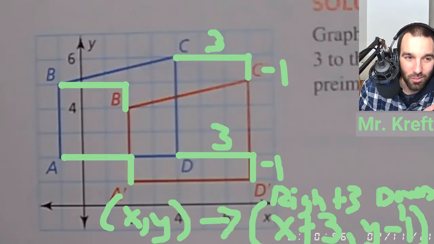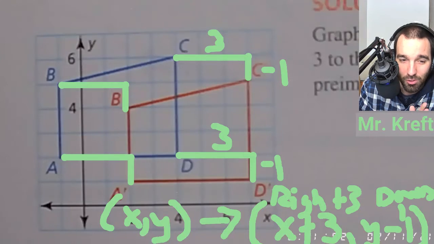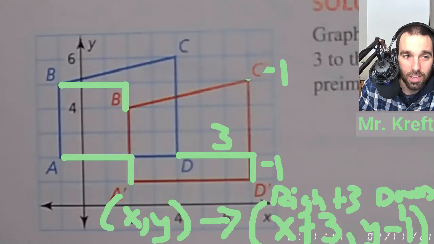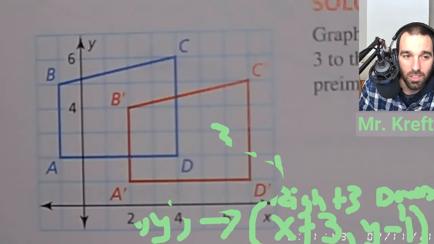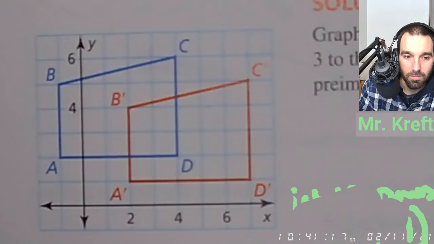Okay? All right. So, again, you have to find the pre-image and the image, right? The original shape and the new shape. I wish they just called it original and new. But you have the pre-image and the image, and it's taking every point x, y such that x plus 3, y minus 1. We're going right 3, down 1. Okay?